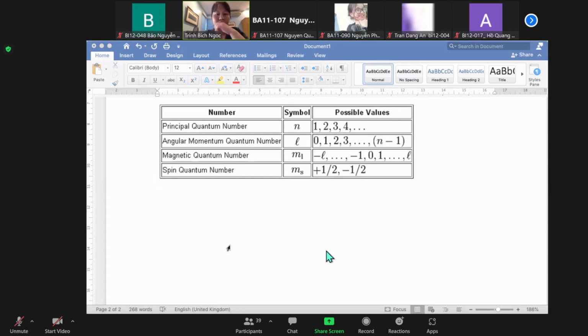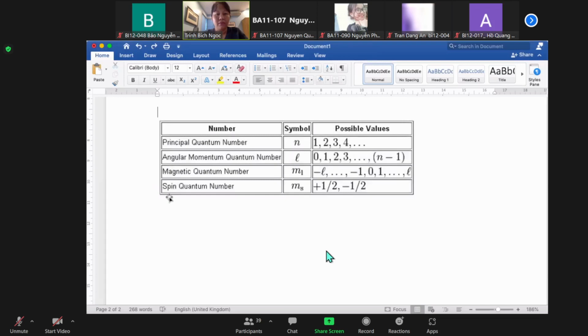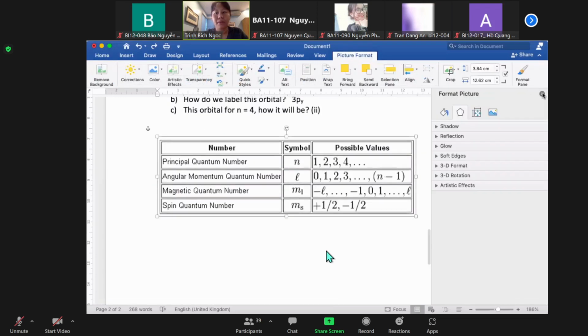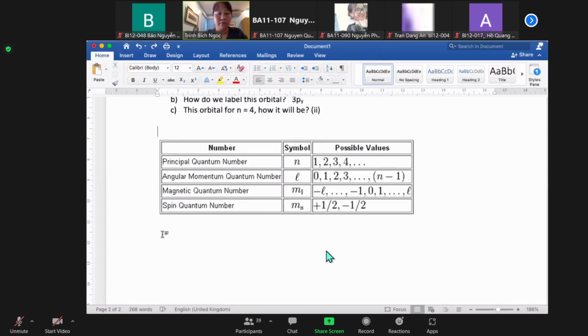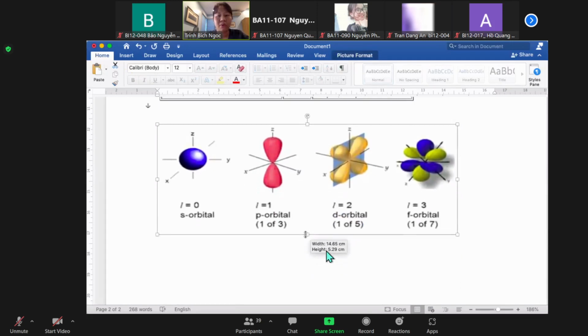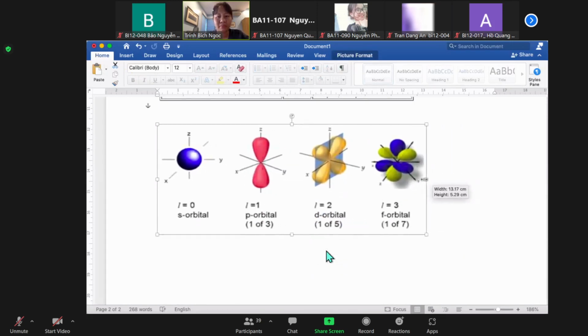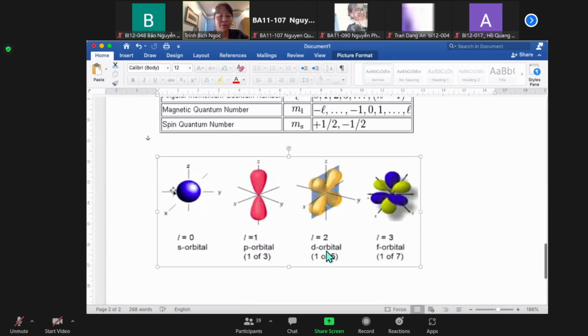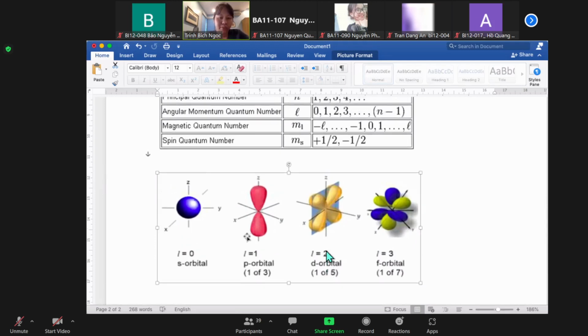So I can give you the form of the orbital. This is for s orbital, spherical. Okay. The p orbital, you have three possible trajectories of the p orbital.